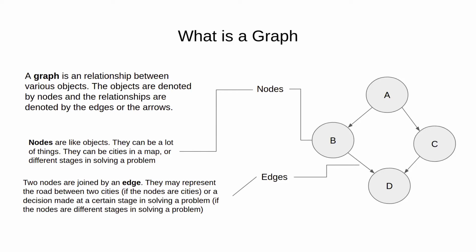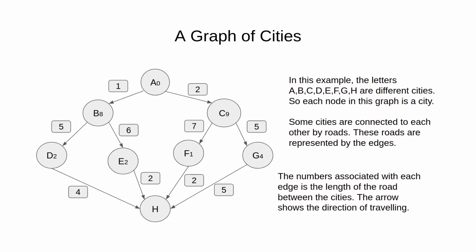In this graph, A, B, C, D are the nodes and the arrows joining them are the edges. Now let us consider a graph of cities, where the nodes are cities and the edges are the roads connecting them. Here A, B, C, D, E, F, G, H are the cities and the arrows are the roads. The direction of the arrow denotes the direction in which we are traveling. Like we can travel from A to C, but we cannot travel from C to A.